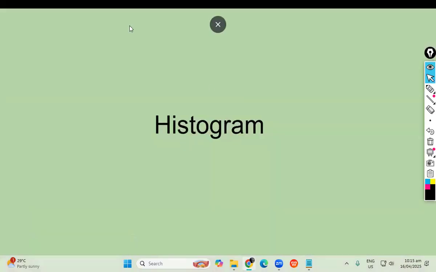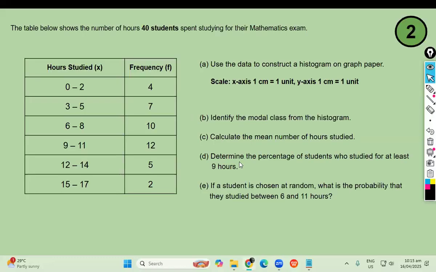Let's move on. Histograms. So what's going on? The histogram is the one with the building blocks. Look at the scale. Everyone has 20 minutes to do this entire question. Good luck. Histograms are completely different from the cumulative frequency. And please don't forget to find the upper class boundary and the lower class boundary.